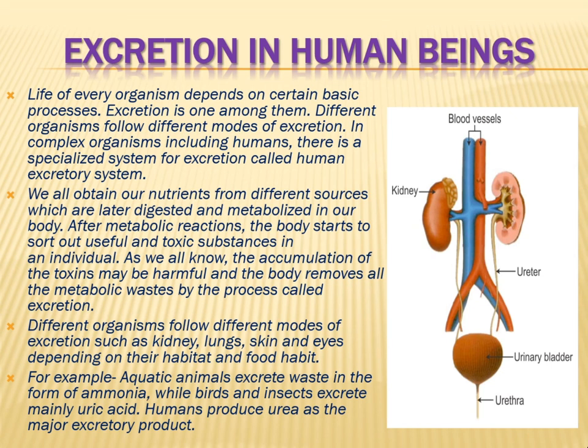For example, aquatic animals excrete in the form of ammonia, while birds and insects excrete mainly uric acid. Humans produce urea as a major excretory product. After that, there are nitrogenous wastes and different kinds of waste. This is the total concept of excretion in human beings.